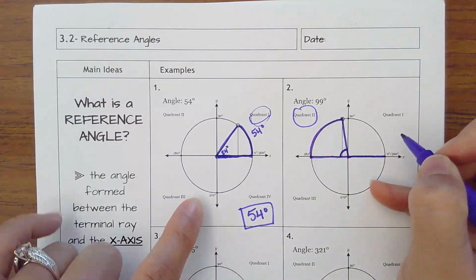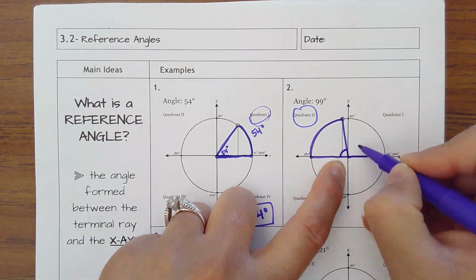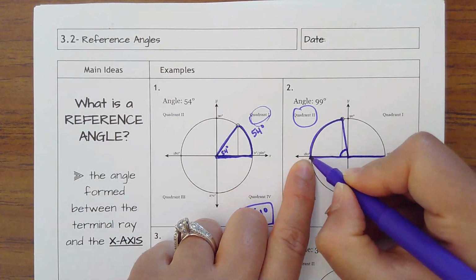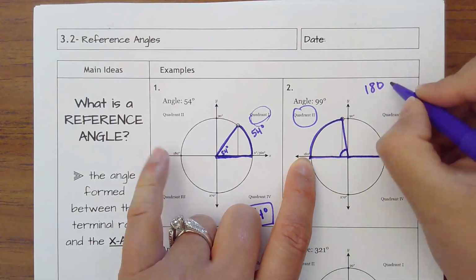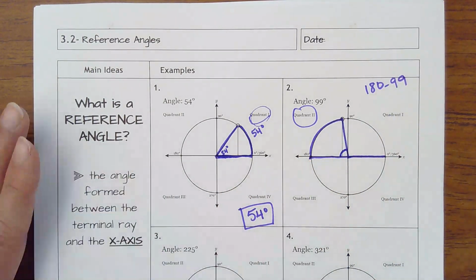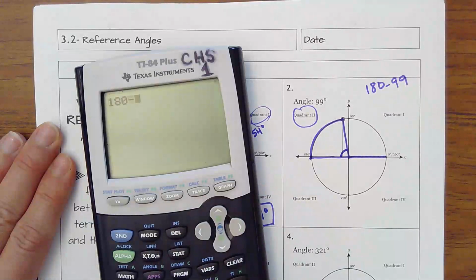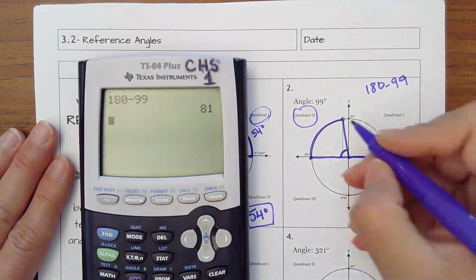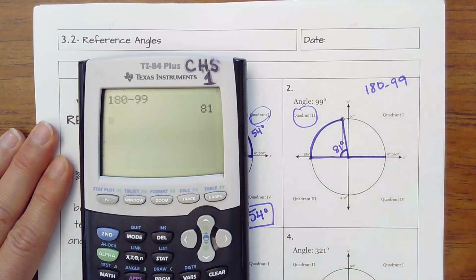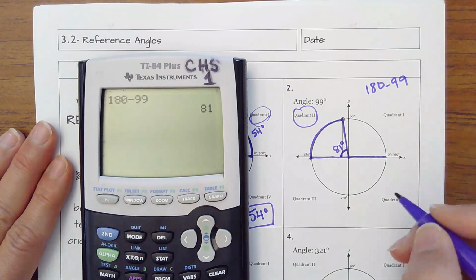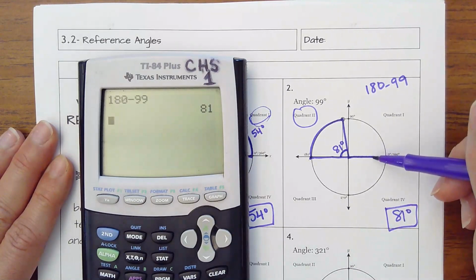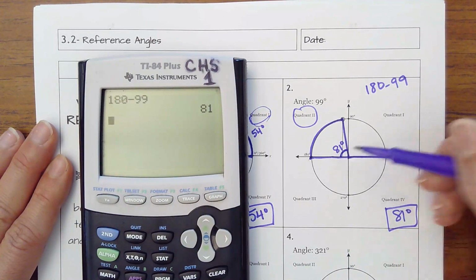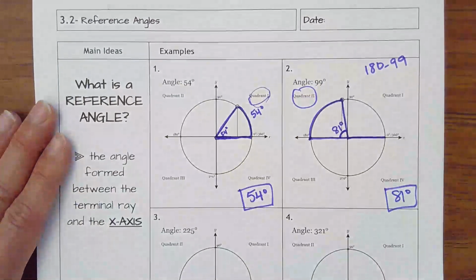So what I need to do is not figure out the 99. I actually need to take the x-axis, this 180, minus 99. Which tells me that this angle here is actually 81 degrees. So again, it's not from the beginning, the initial ray, it's always whatever x-axis it's close to in its quadrant.